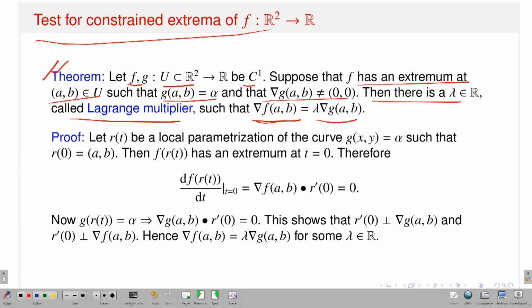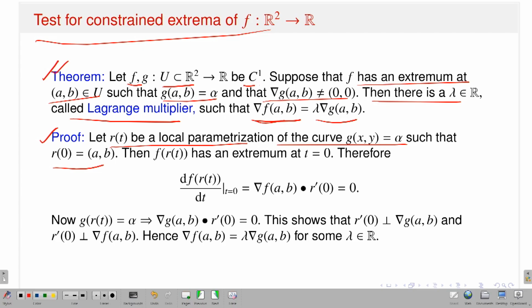So I give a very simple proof. What I am doing is this: I have a function g. Now let r(t) be a local parameterization of the curve g(x) equal to alpha. Since (a, b) is fixed, g of (a, b) is equal to alpha, and that alpha is fixed. So you consider the curve g(x) equal to alpha and take a local parameterization r(t) of that curve such that the initial point r(0) is (a, b).